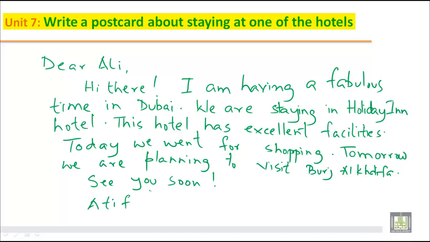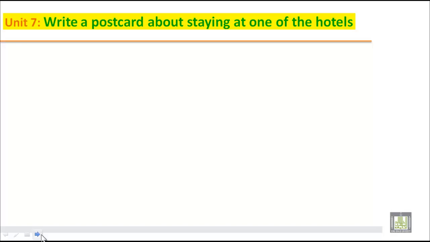Okay, so this is the body of a postcard. Postcard is just like a letter. You will start with Dear Ali, Hi there. And since you have to write this postcard about staying at one of the hotels, I'm having a fabulous time in Dubai. We are staying in Holiday Inn Hotel. This hotel has excellent facilities. Today we went for shopping. Tomorrow we are planning to visit Burj Al Khalifa. See you soon. And you can also write about the weather if you want to elaborate on it.